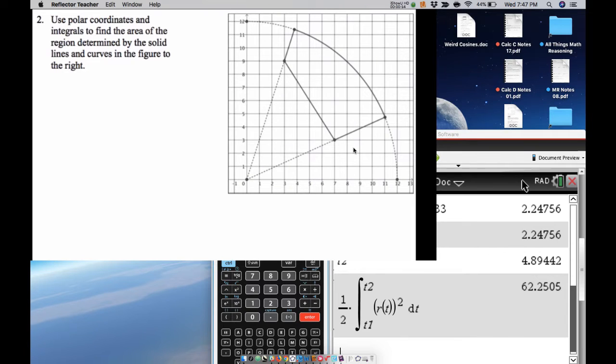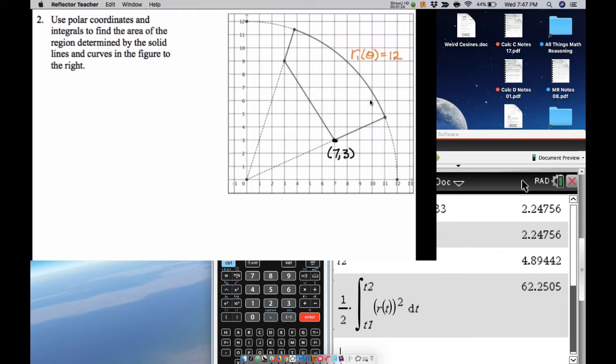So let's see. First thing I want to do is figure out my theta bounds. This radial line here is a theta, and this radial line here is a theta. So let's see what we can do with those. Let's name our curves so we can use them. That's going to be R1, and I'm going to say R1 is equal to 12, because it's a circle with a radius of 12. And then let's look for some ordered pairs. There are two really nice ordered pairs that we can use.